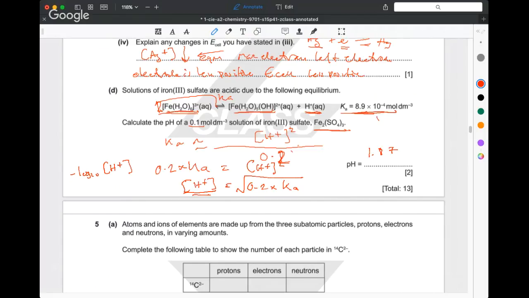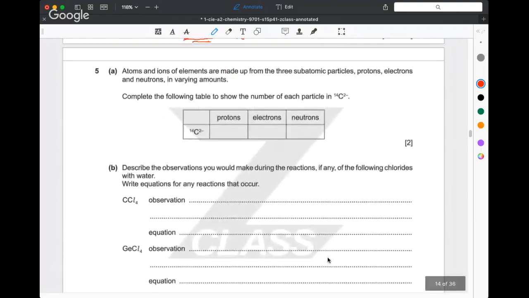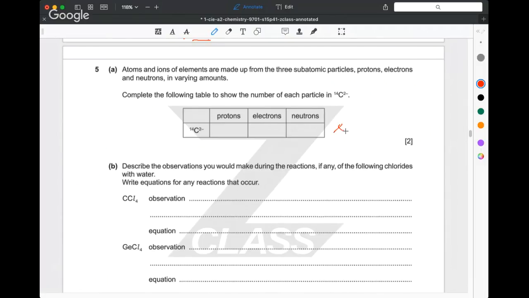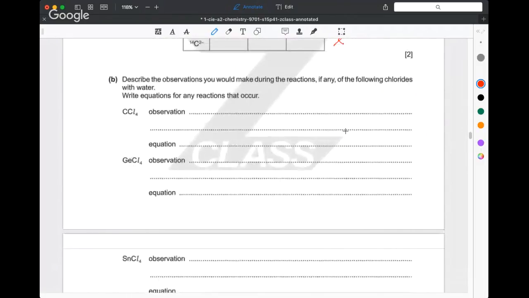So we're now going to actually move on to question 5, because that was another one that the examiner felt that students had a lot of difficulty with. This part of the question was actually quite easy. You could just work out protons, electrons, and neutrons for that. You look that up in the mark scheme. That's relatively easy to do. Now, this next section here is all about the relative reaction of group 14 chlorides.